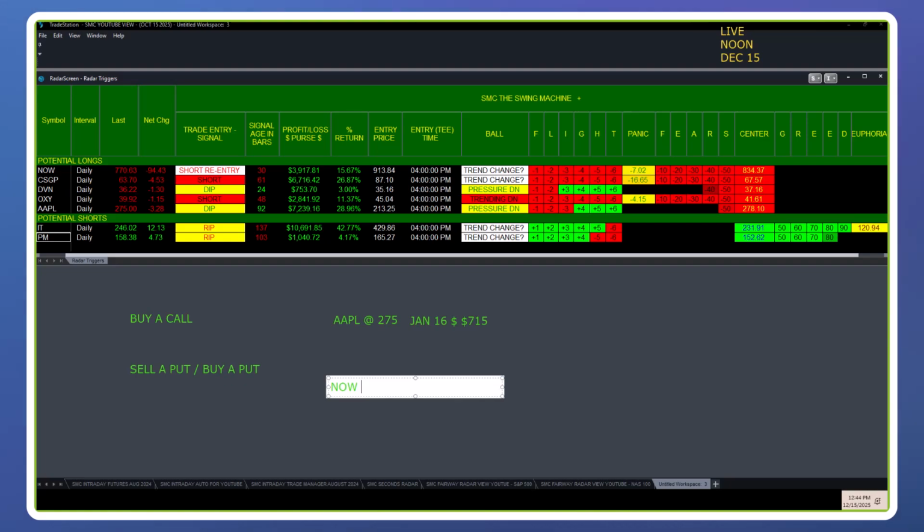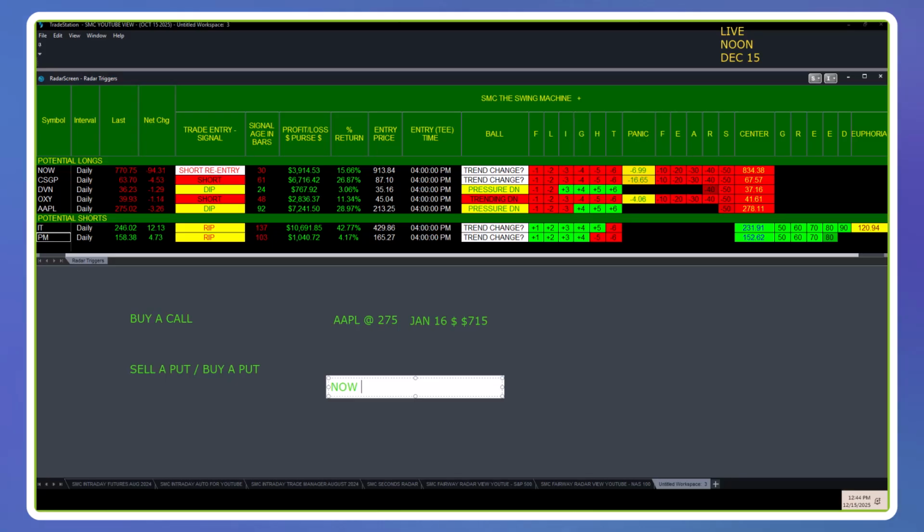Maybe you want to sell, yeah, I mean, you could do this. You could sell a 710 and buy a 670, and go downstream. And you really do put the probabilities on your side.